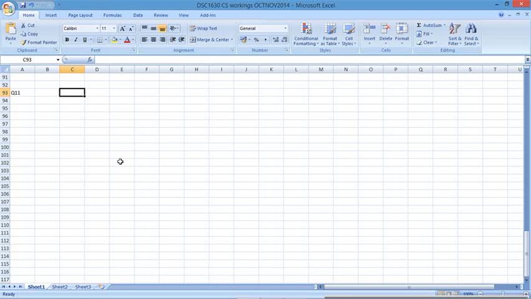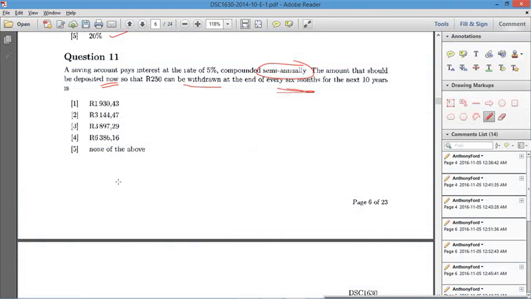Alright, so with payment 250, I2 is the 5%, divided by 2. Your N here would be 10 times 2. And you're solving for present value. If I solve for my present value, I'm going to get an answer of 3897.29. So the answer for question 11 is option number 3.